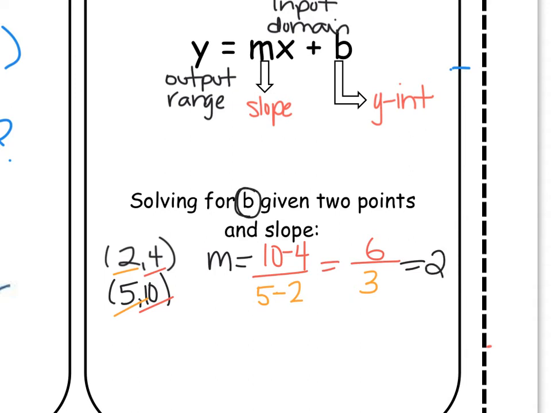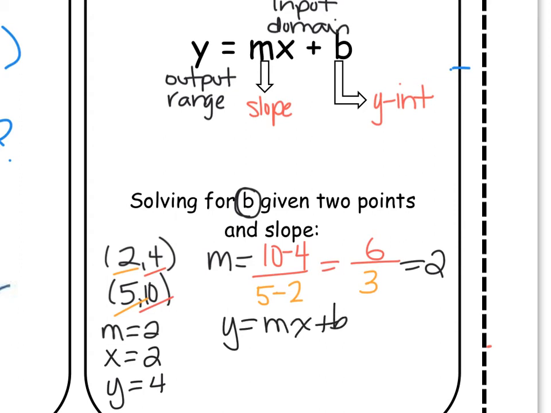So now we need to find the y-intercept. We know our slope is 2, and then we can pick either of these 2 points to use as our x and y. I'm going to use (2, 4). So that means x equals 2 and y equals 4. I'm going to use my slope-intercept form of y equals mx plus b. I'm going to take out y and plug in 4. Take out m and substitute in 2. Take out x and also substitute in 2.